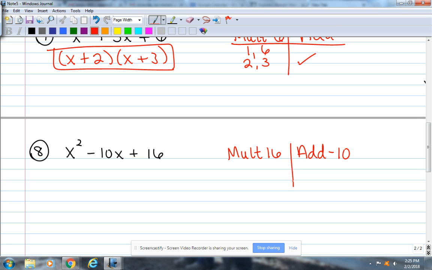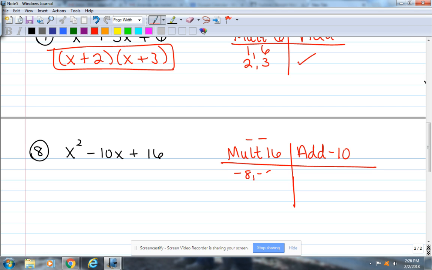Now let's think about signs for a second. If there are 2 numbers that multiply to a positive, that means they either both have to be positive or they both have to be negative, right? But if they're going to add to be a negative, they need to be 2 negatives, right? Because if I add 2 positives, I get a positive. So signs matter, okay?